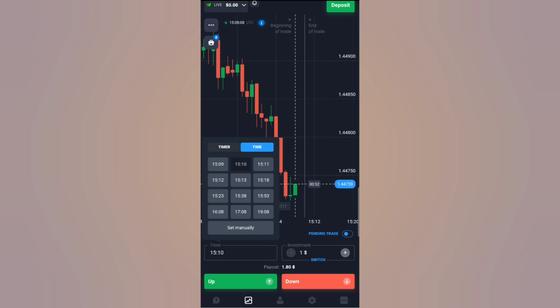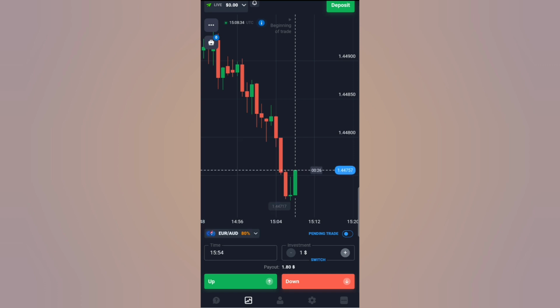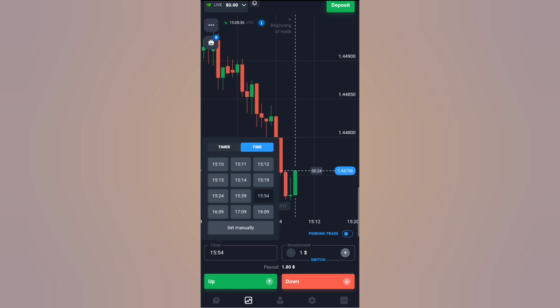In the time section, you are setting the trade to end by a time. For example, I can set the trade to end at 15:10 or 15:18 or 15:23 or 15:54 and so on.